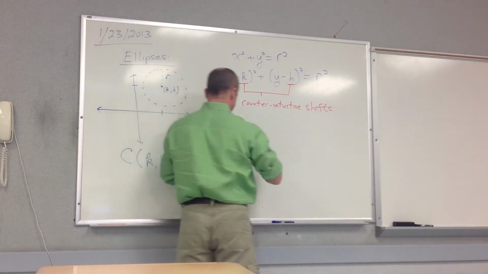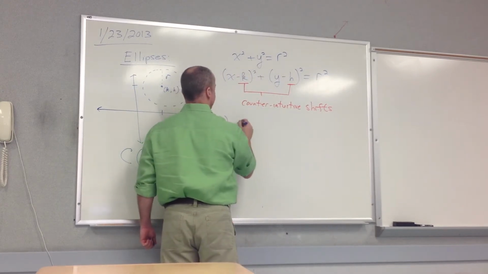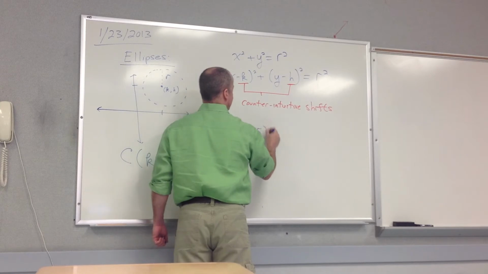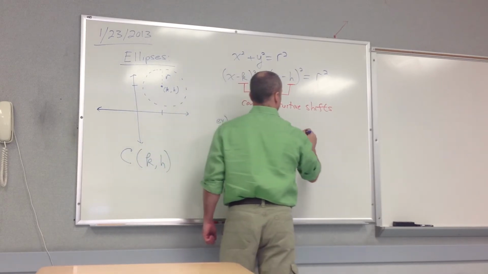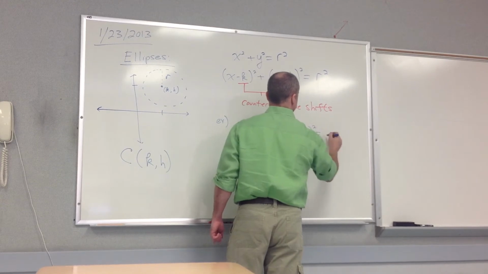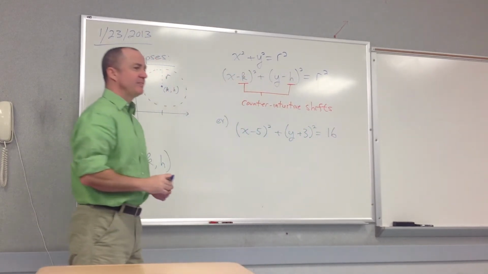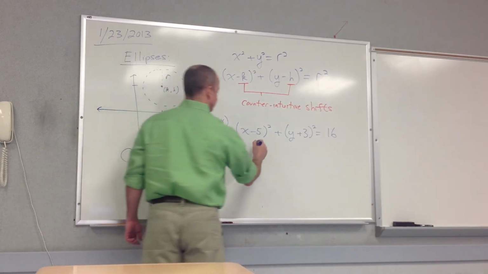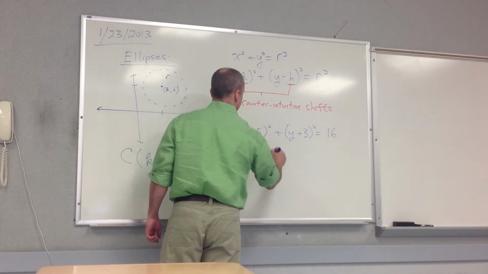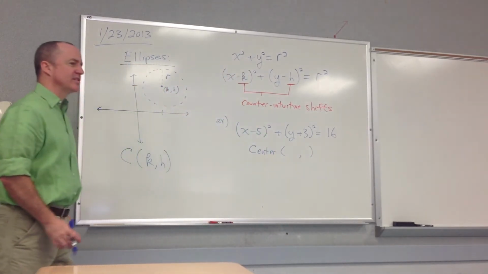So for example, if I wanted to graph x minus 5 squared plus y plus 3 squared equals 16. Where do you think the center of that circle is? What are the coordinates of the center of that circle?